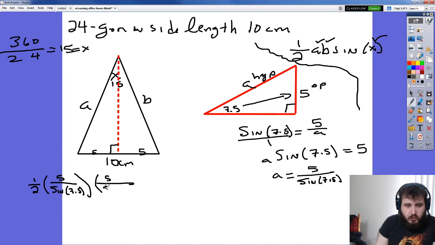And again, instead of calculating this out prior, I'm just plugging everything in. How did I get this? That's A. How did I get this? A and B are the same, so that's B. How did I get the 15 in here? That's X, which is 15, which I calculated up here. So I'm going to throw this into the calculator to get one triangle.